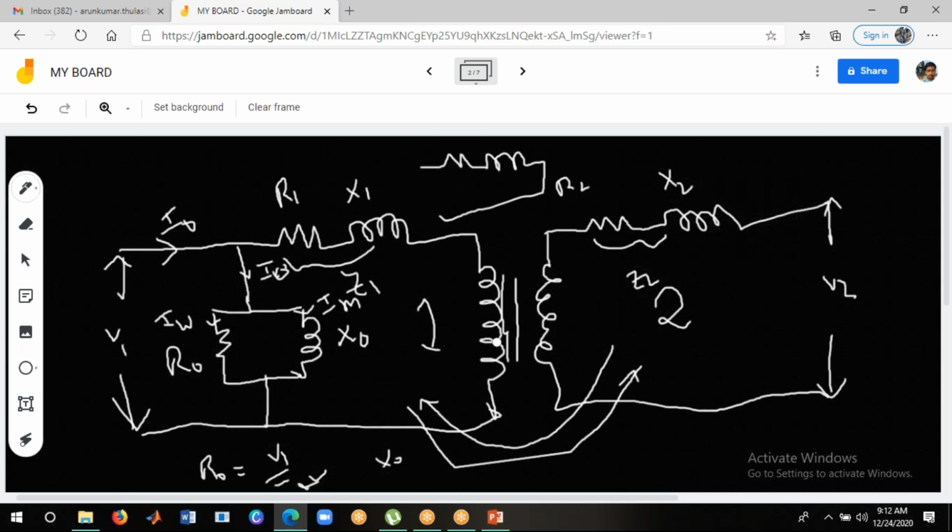These are the parameters we are going to solve in this class. This is the most important question for your external exam. They will ask: derive the equivalent circuit parameters of a single phase transformer. It is a direct question for 10 marks. So observe carefully while solving the derivation. Now let's move on to the topic.